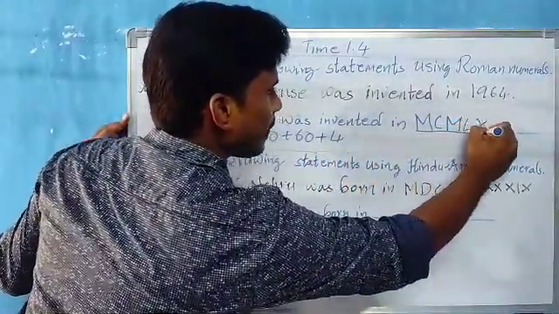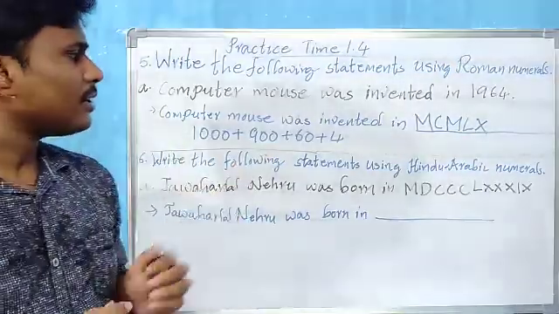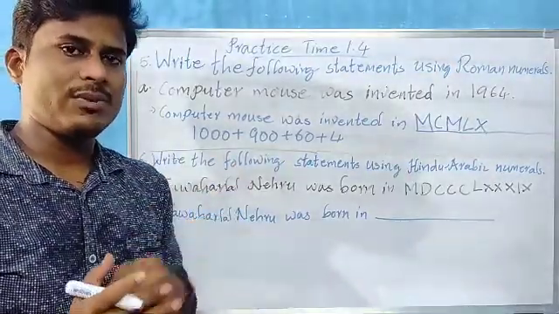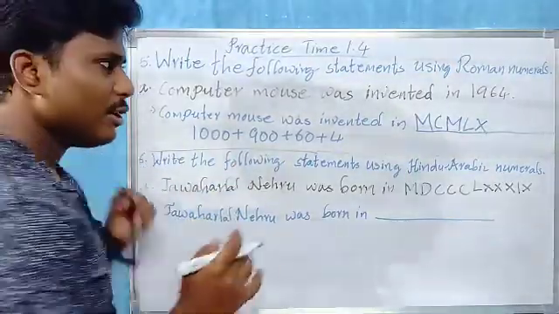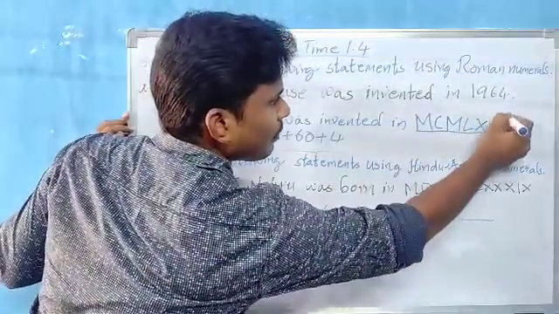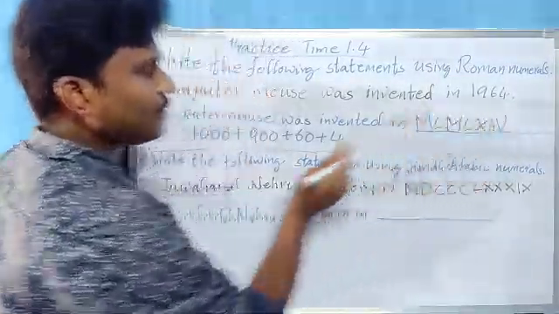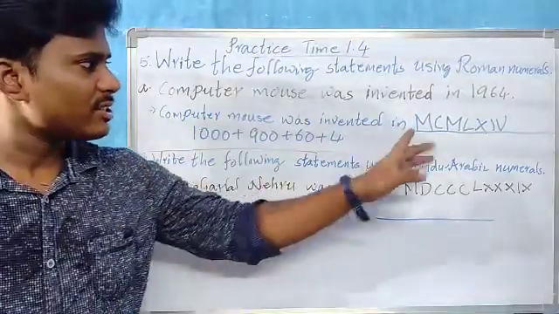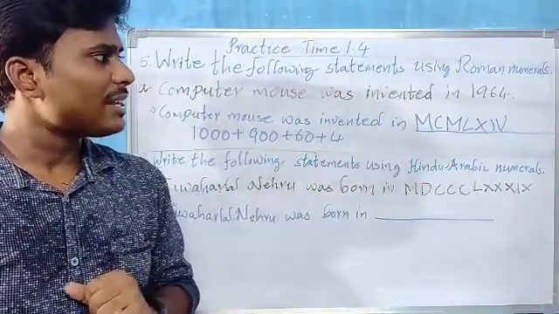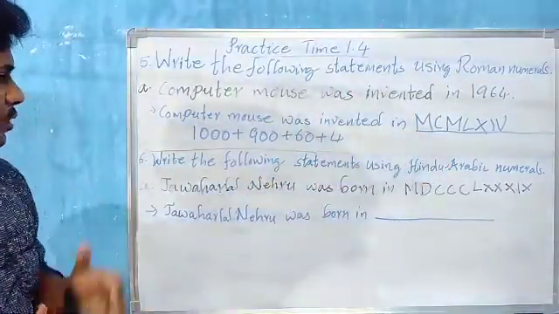And last symbol, 4 symbol, we express in the form of 5 minus 1. So 5 means V, minus 1, I on the left side. So this is how we represent 1964, children: MCMLXIV. Now go for the sixth question, children.